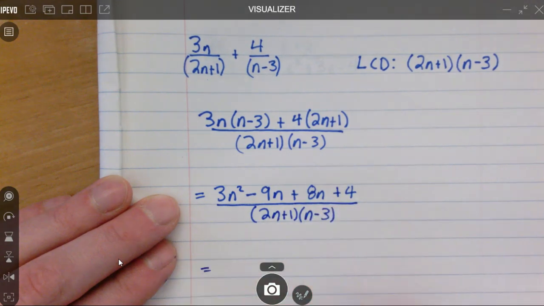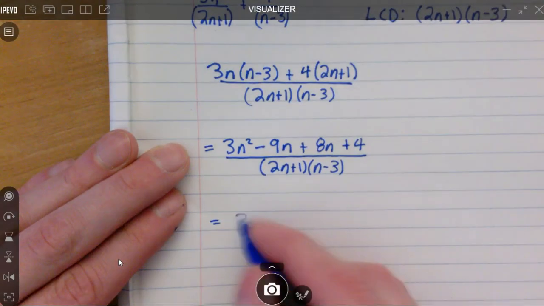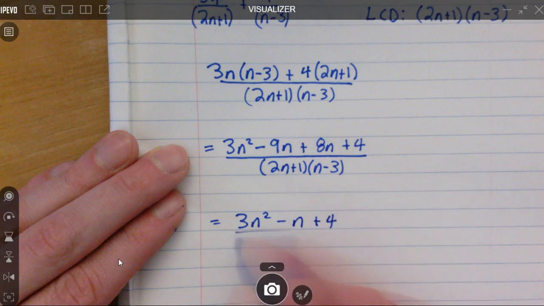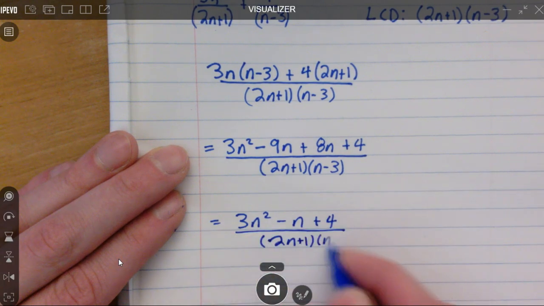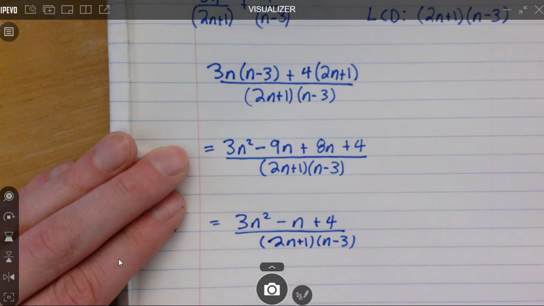Now I can just collect like terms, so here's my last step. I've got 3n squared minus n plus 4, over 2n plus 1, n minus 3. Now I could look to factor this, but nothing multiplies to positive 12 and adds to negative 1. So I'm done. I can't factor that numerator at all.